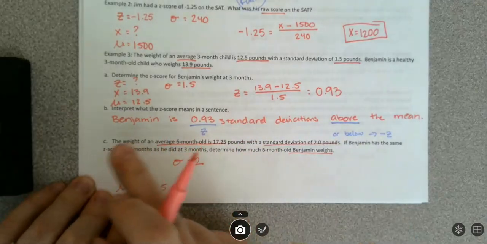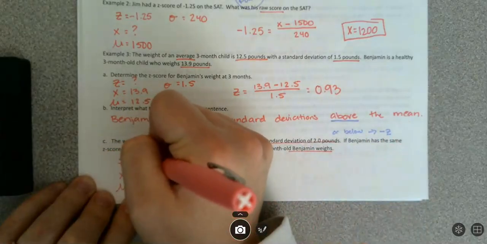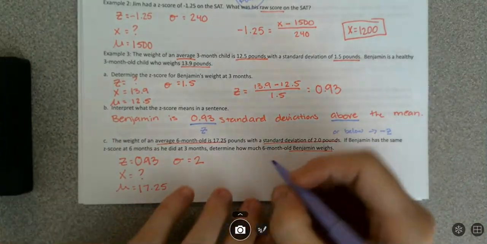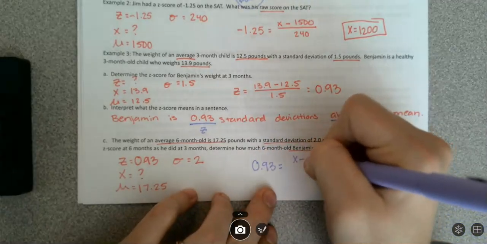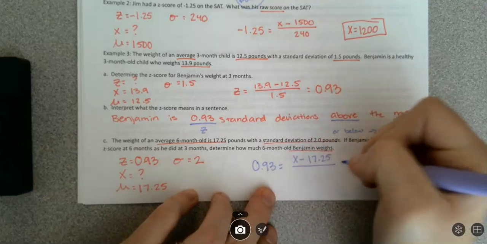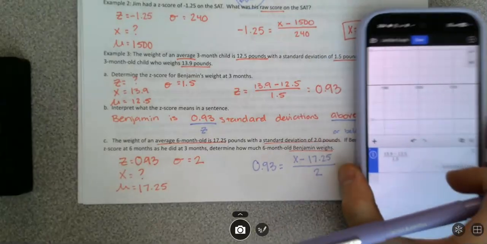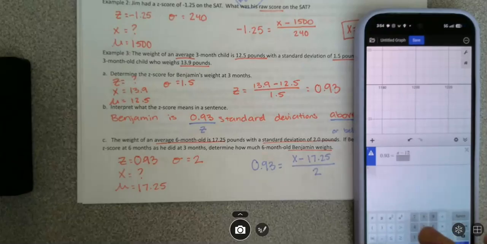And it says, what if he had the same z-score? Well, his z-score was that 0.93. Okay, and we want to find out what the raw score is. Okay, so we're going to set this up. So 0.93 equals x minus 17.25 over 2. And you can do the exact same thing that we did before, where you have Desmos, just solve the equation. So 0.93 equals x minus 17.25 all divided by 2.